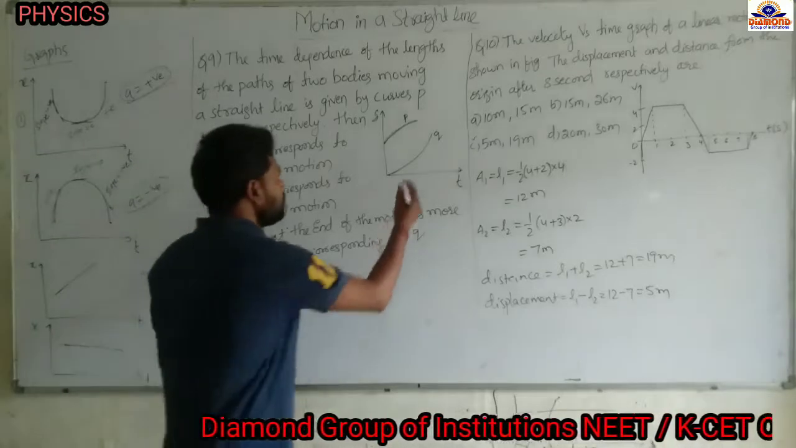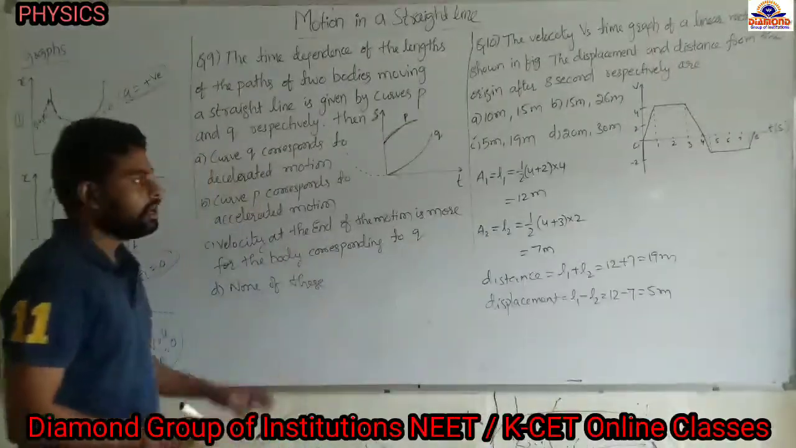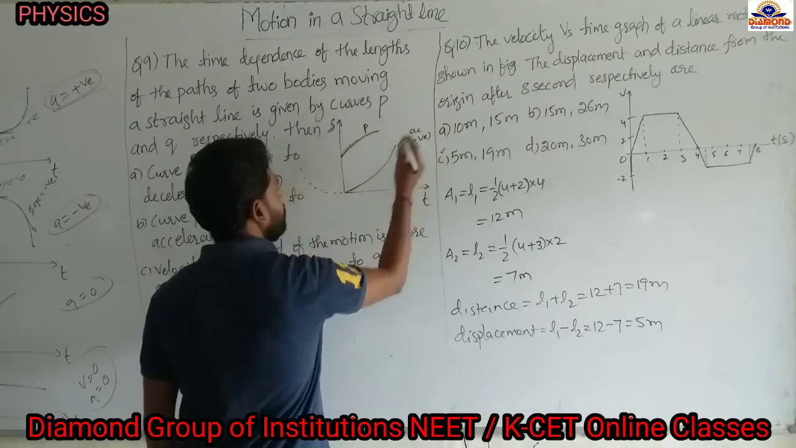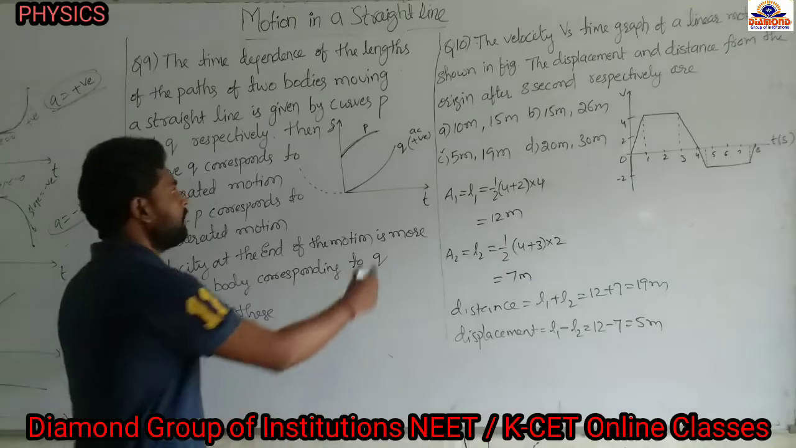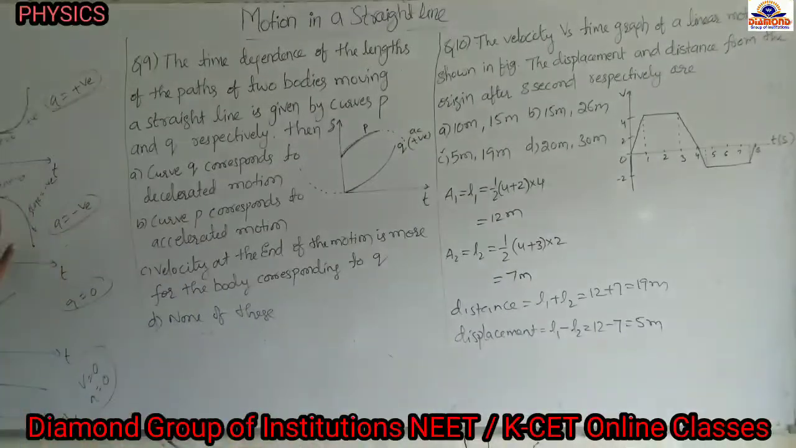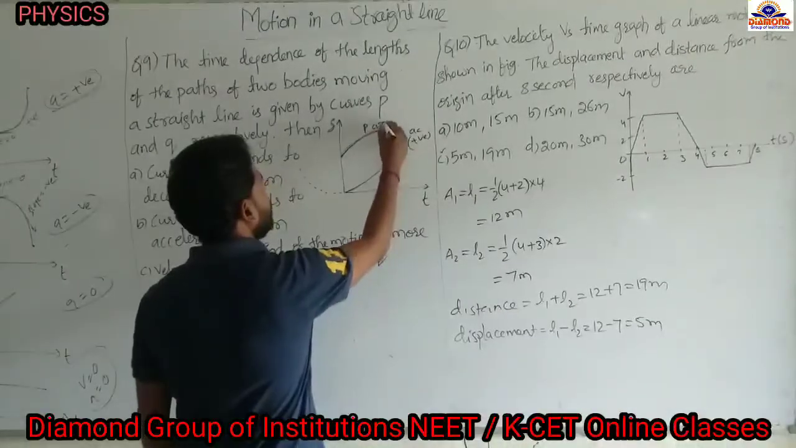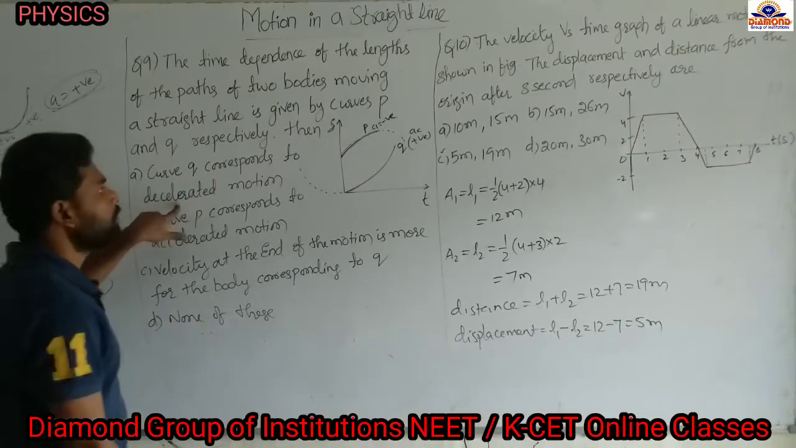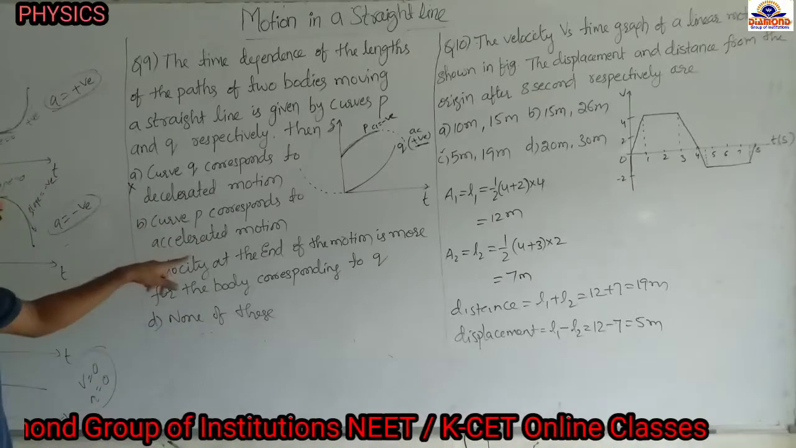Now see this one, I am extending it like this and I get the upward parabola. Upward parabola means acceleration is positive, and positive acceleration means accelerated motion. The motion of the Q particle is accelerated motion at the Q point. Now if I extend this one like this, I get the downward parabola. If I get the downward parabola, acceleration is negative, which means decelerated motion. So curve Q does not correspond to decelerated motion, positive means accelerated, so option A is wrong. B, curve P corresponds to accelerated motion.